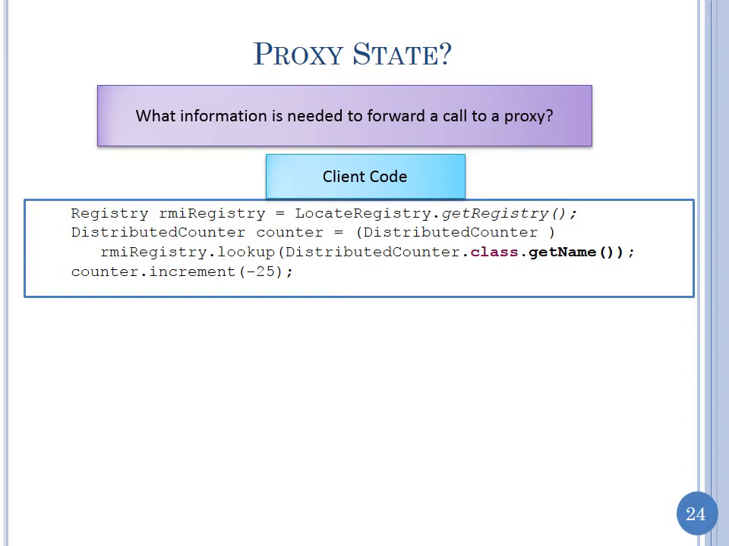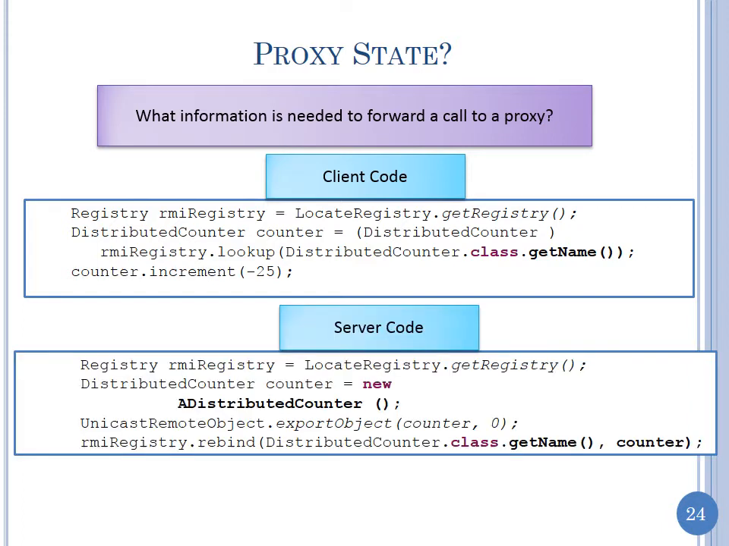So it must be some state that is a function of the name of the external object, right? Because we did a lookup of that name from a particular registry. What information may be associated with that name can be derived by looking at the server code. The server code creates a local object and exports it on a port. If there's no port, it says 0, the default port is 0. And then it goes and associates that object with a name.